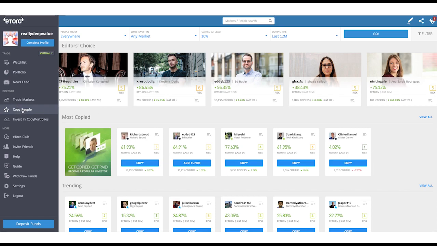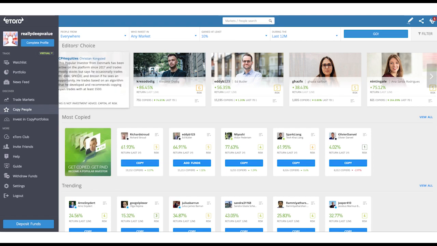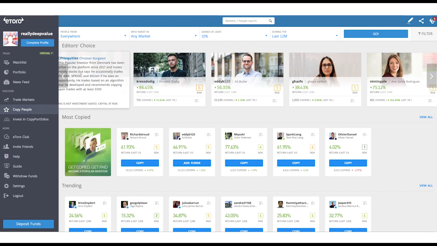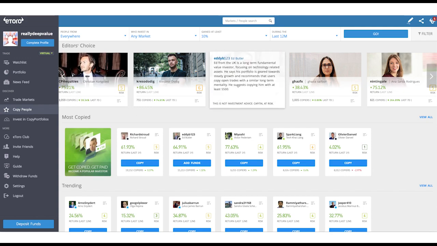Click on Copy People and it'll bring you to this landing page where you have a snapshot of some reasonably successful traders you might be interested in copying. So editor's choice at the top. You see CPH equities on 75% return over the past 12 months. The number of people copying has gone up 18% in the last 7 days. So he's doing something right. That's Christian Kongstead, a popular investor from Denmark. Ed Butler from the UK, long-term fundamental value investor.